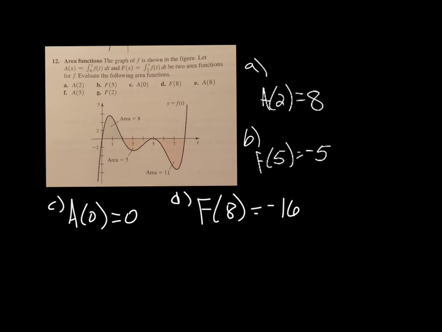Okay, and then we're going to look at A of 8. Okay, remembering that A starts at 0. So we have this negative 16, but then we have a positive 8. So the total is going to be negative 8. Oops. Part F would be A of 5.